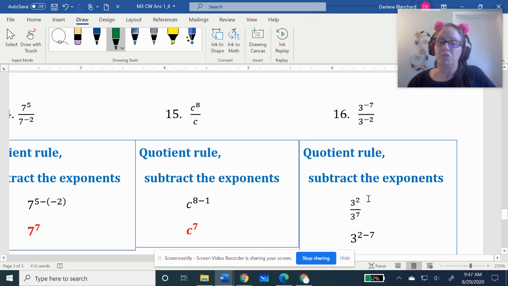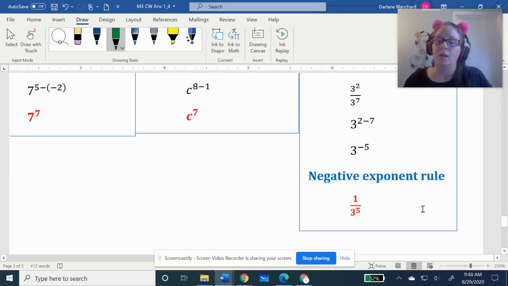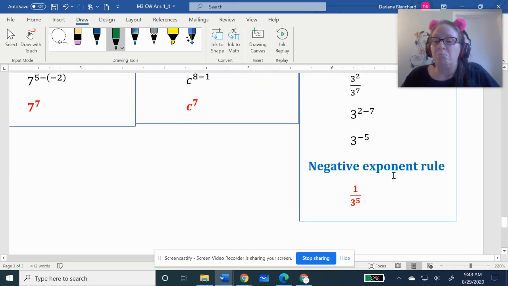Then you can just go through your nice little quotient rule of exponents and subtract the 2 exponents, numerator minus denominator. You get a negative exponent, and then when you have a negative exponent, you write it on the other side of the fraction, 1 over 3 to the positive 5 power.